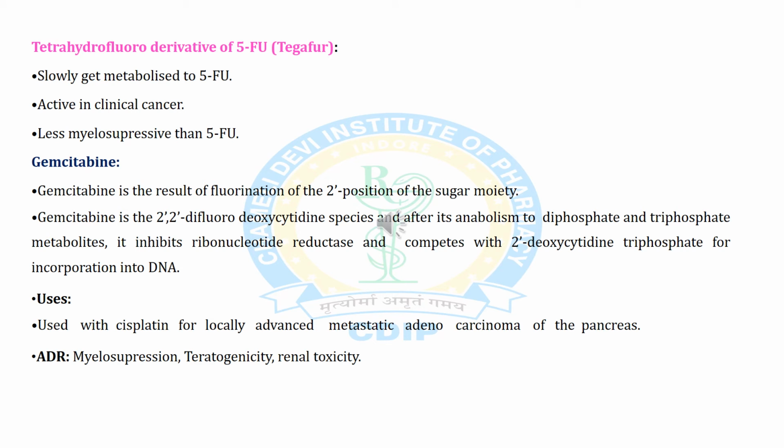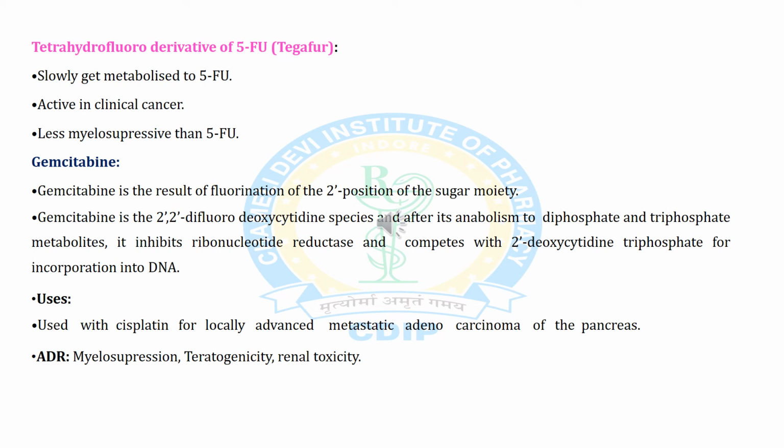The next drug among the pyrimidine analogs is the tetrahydrofuranyl derivative of 5-fluorouracil, or we can say Tegafur. What is this? It is slowly metabolized to 5-fluorouracil, active in clinical cancer, and less myelosuppressive than 5-fluorouracil.